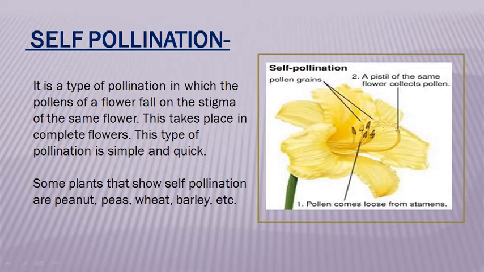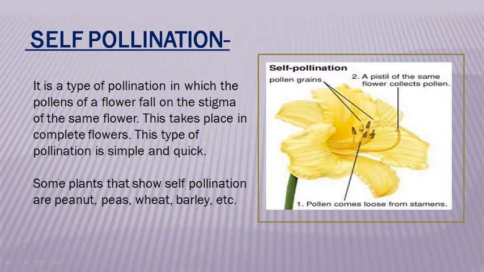This takes place in complete flowers only. As you know, a complete flower has all four parts. So obviously this type of self-pollination will occur only in complete flowers, and incomplete flowers have only one part, male or female reproductive part. So in incomplete flowers, self-pollination can never occur. Now I think it is clear.